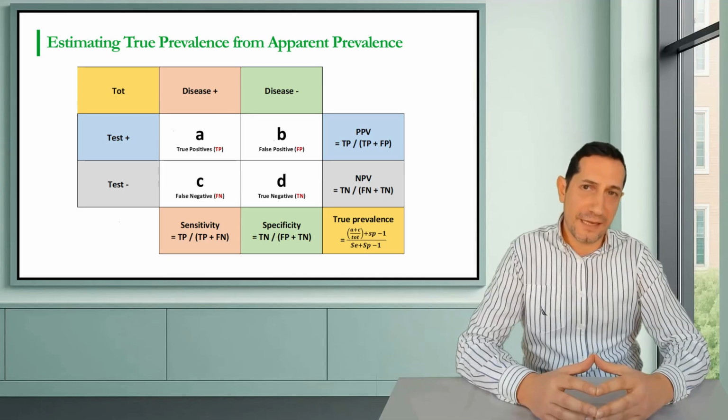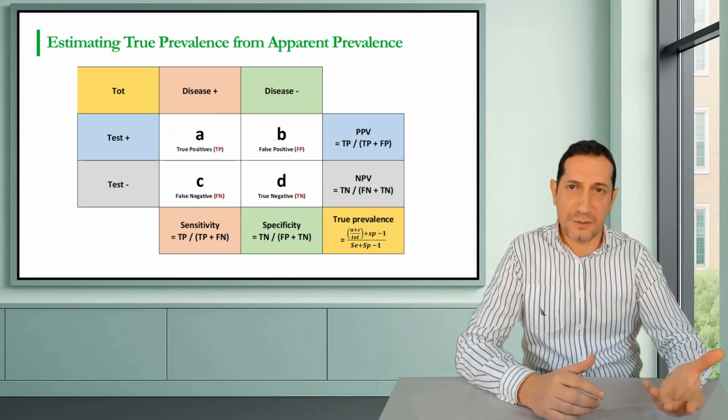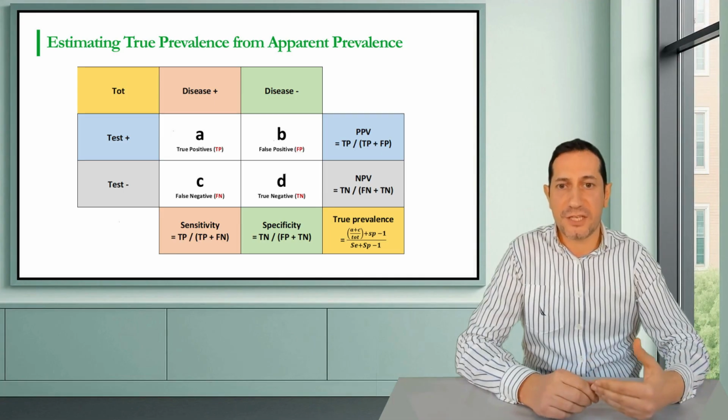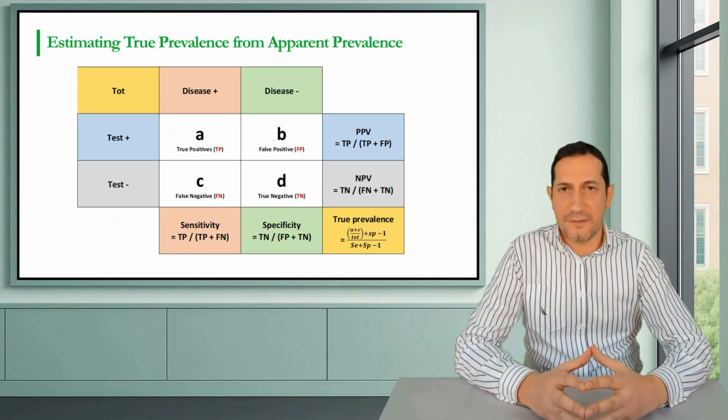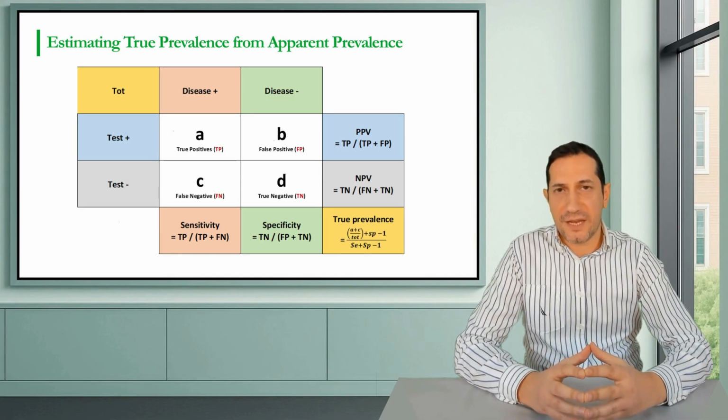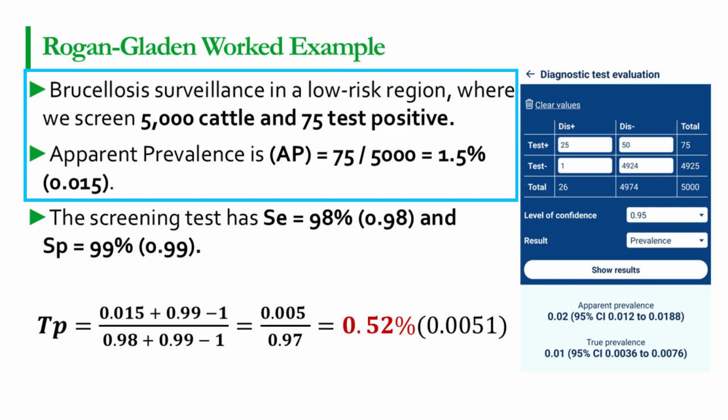This is exactly the kind of thinking needed when interpreting surveillance results for program decisions, where overestimating prevalence can trigger unnecessary interventions and costs. A realistic surveillance scenario is used in a low-risk region.